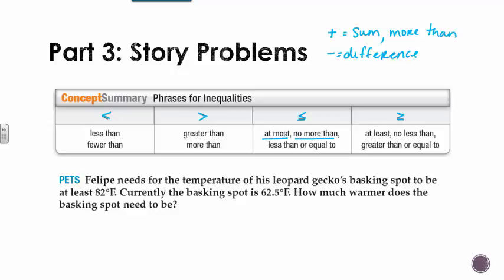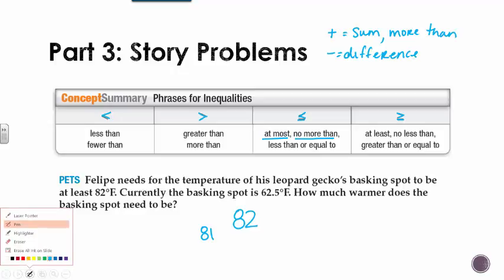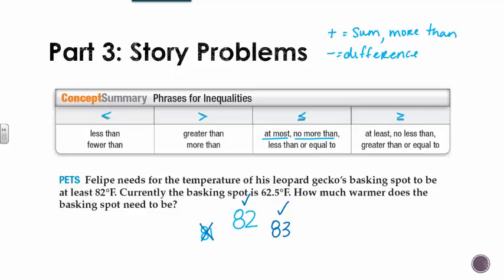Felipe needs the temperature of his leopard gecko's basking spot to be at least 82 degrees. So stop and think about that. If you want something to be at least 82 degrees, would you be happy with 81? Hopefully you said no to that. That's not warm enough. Would you be happy with exactly 82? Yes, that works. How about 83? That also works. So when I say at least, I want every number greater than or equal to 82. So that's why at least means greater than or equal to.